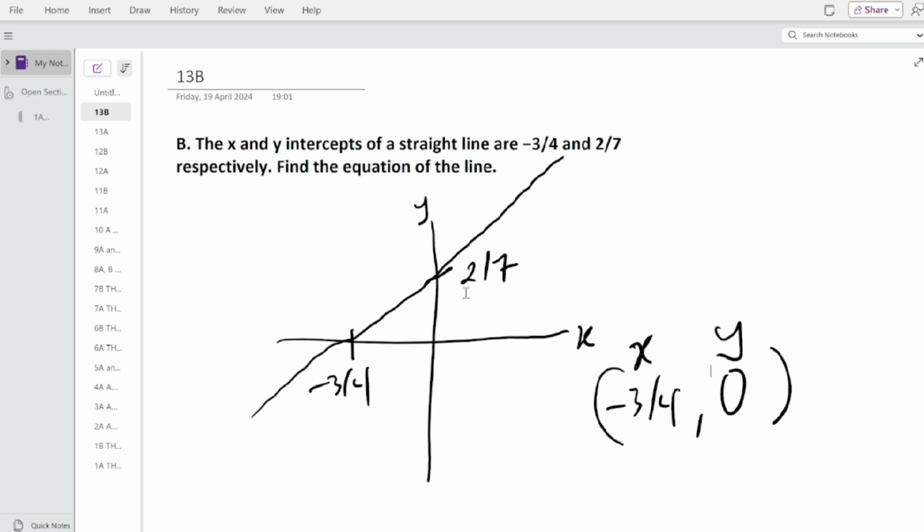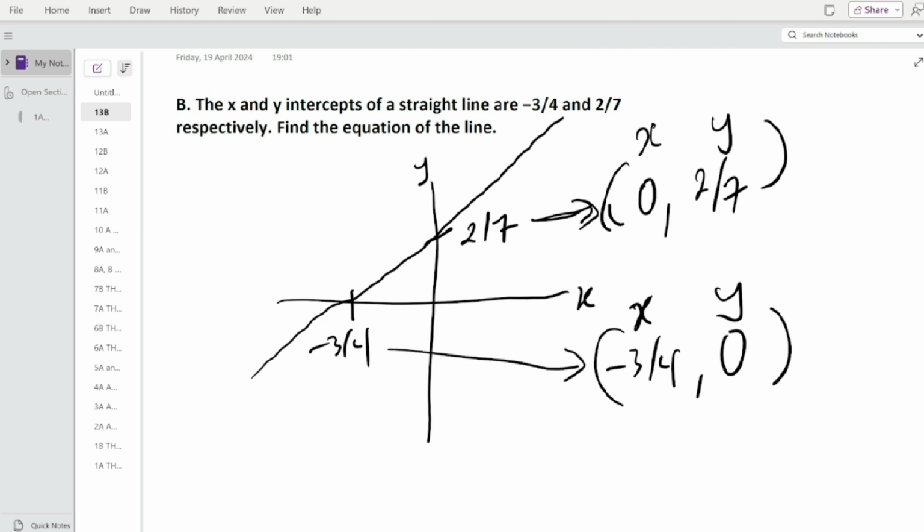And for the second one, at this point the x is 0 because it's at the middle and up the y-axis. It doesn't go left to the x in negative or the positive. This particular point is x is 0 and y is 2/7. So we have x value and y value, this for this point and this for the second point.